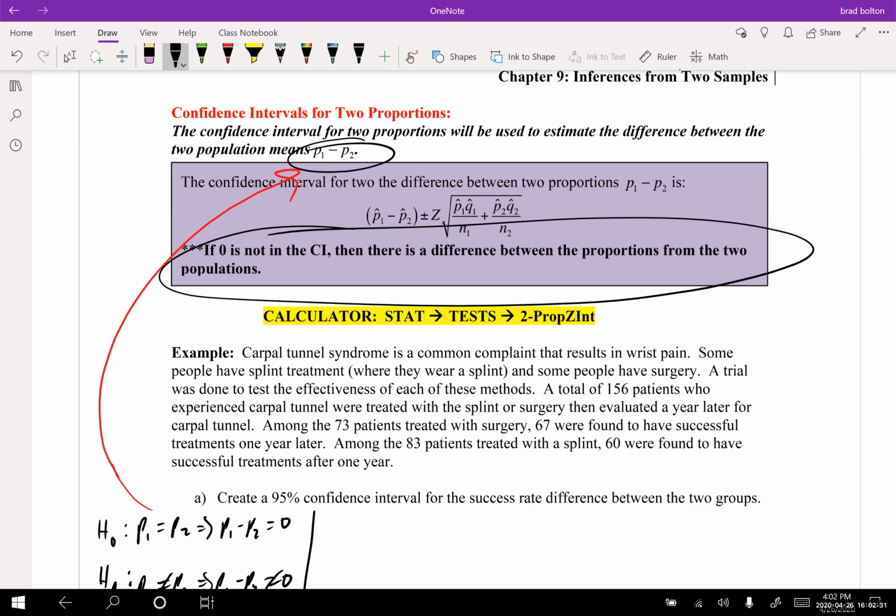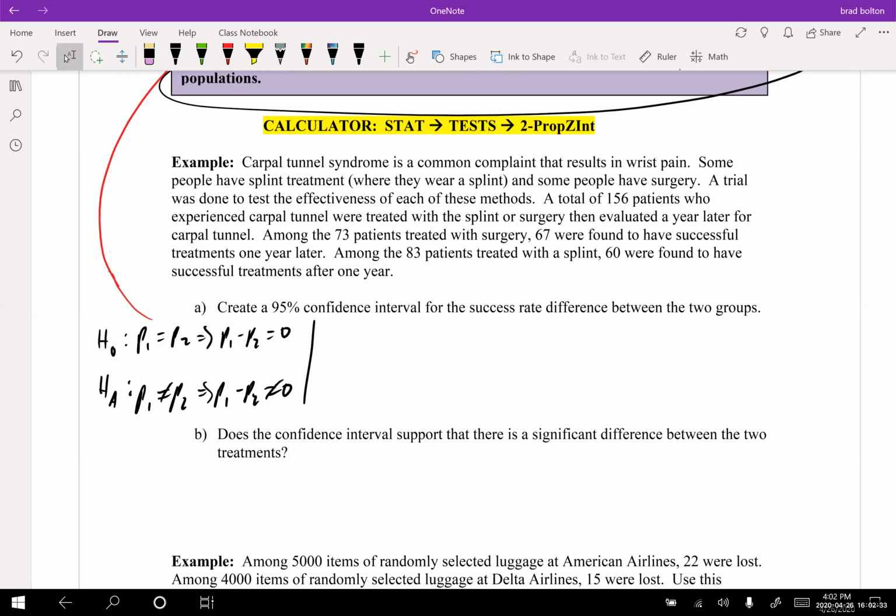Okay, so let's look at a problem. And again, we're going to use our calculator. So we're going to do 2 prop Z interval. Okay, so not Z test. We're going to do 2 prop Z interval. Okay, and we're going to do population 1. So it'll give me my interval here. But I'm going to use population 1 and I'm going to use population 2. Okay, so this will be surgery and this will be splint.